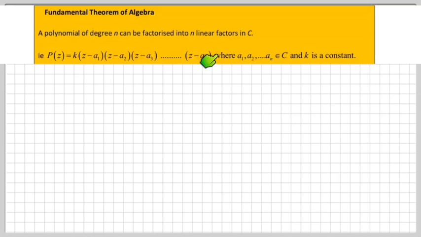Where, what have we said here? All these a's are complex numbers, which can include reals, of course. Remember that reals are subsets of the complex number set, yeah? And k is a constant.